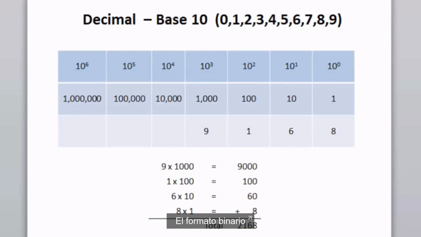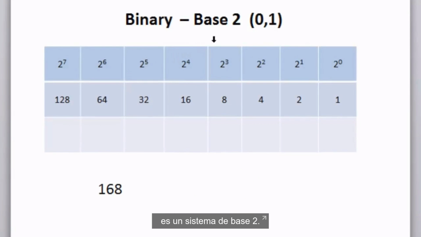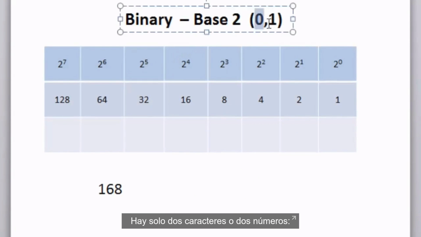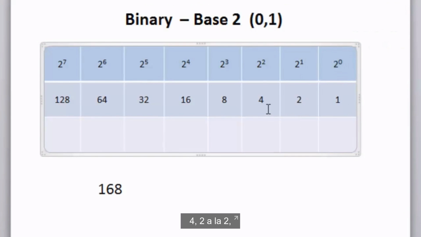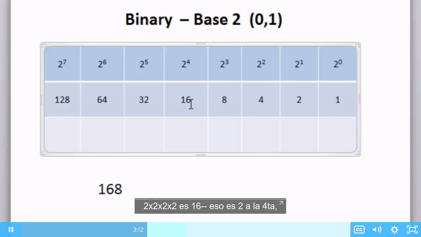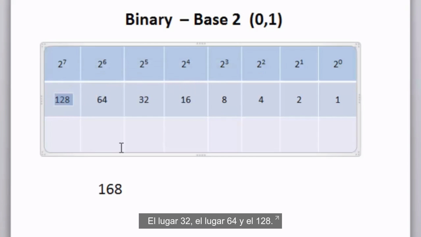If we consider binary and look at it in the same light as decimal, binary is a base 2 number system. There's only 2 characters, or 2 numbers, 0 and 1. So under the place values, we can only have zeros or ones. The place values go from 1, which is 2 to the 0, to 2, 2 to the 1, 4, 2 to the 2, 8, 2 to the 3, or 2 times 2 times 2 is 8. 2 times 2 times 2 times 2 is 16. That's 2 to the 4th power, place value of 16. The 32's place, the 64's place, and the 128's place.